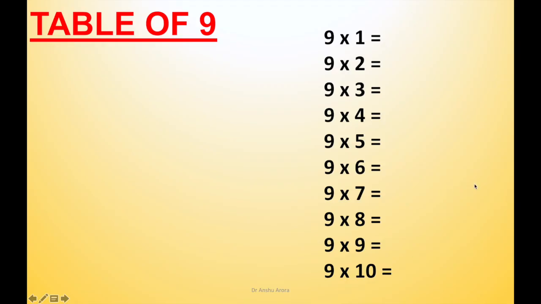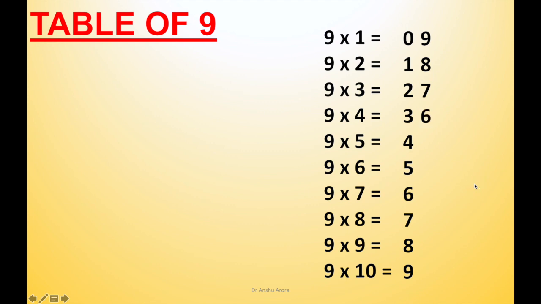Coming to the table of 9. How do we learn that? All you have to do is write all the numbers from 0 to 9, not tough, and then write the numbers in the reverse order. Well, that makes our table of 9.